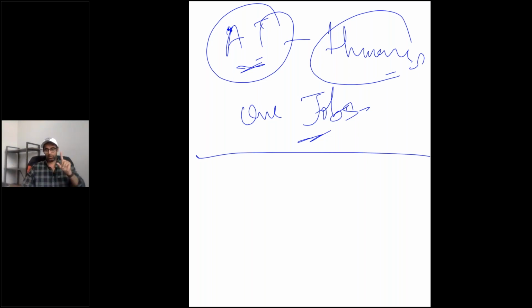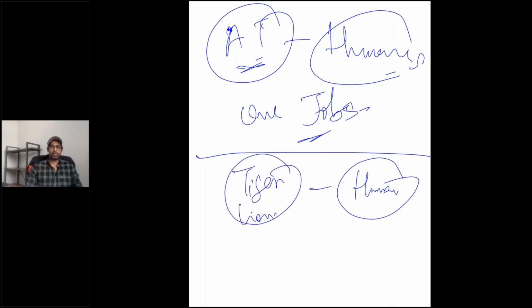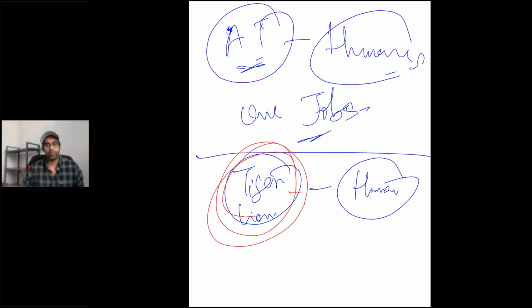But my reply, quick thing. Let me give you an example. The tiger and the human, tiger or lion, whatever. If you compare a tiger and a human, which one is more powerful? Obviously, when you talk about the physical part, the tiger is more powerful. The lion is more powerful than a human in terms of physical power.